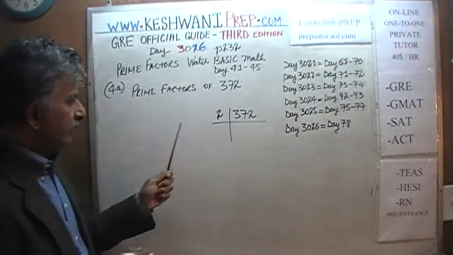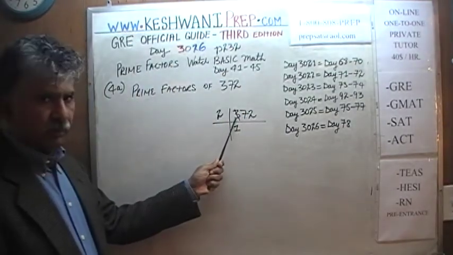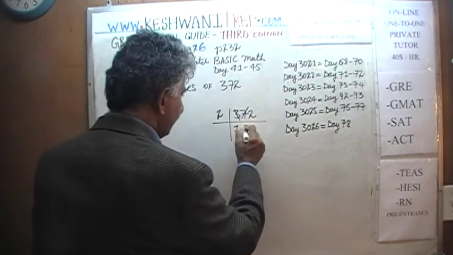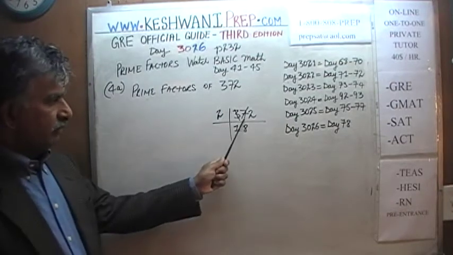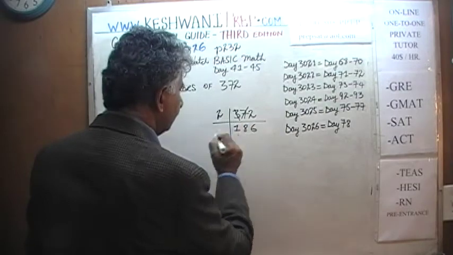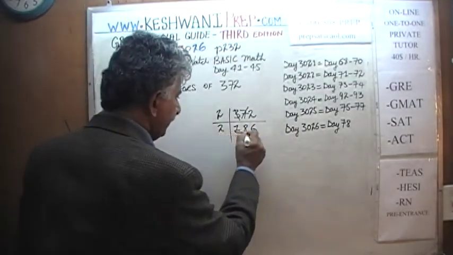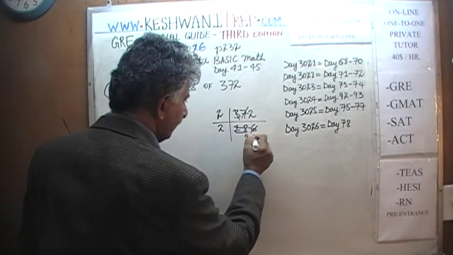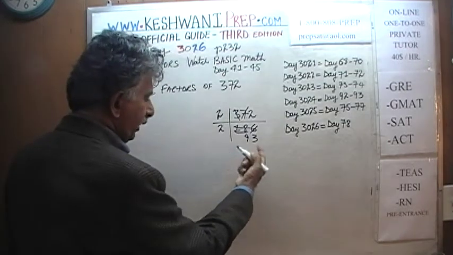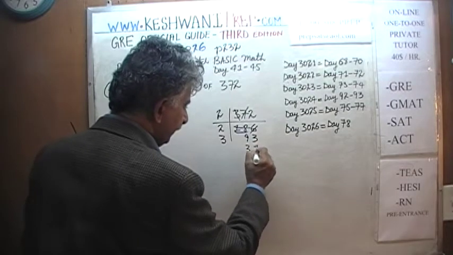Let's begin then. 3 has 1 2. After we take away 2 from the 3, we have a remainder of 1. 1 goes and joins the 7, becomes 17, and 17 has 8 2s. 8 2s are 16. After we take away 16 from the 17, we have a remainder of 1. 1 goes and joins the 2 and becomes 12, and 12 has 6 2s. It's an even number. Let's go one more round. 18 has 9 2s and 6 has 3 2s. And we can no longer divide by 2. Let's divide by 3. 9 has 3 3s and 3 has 1 3.